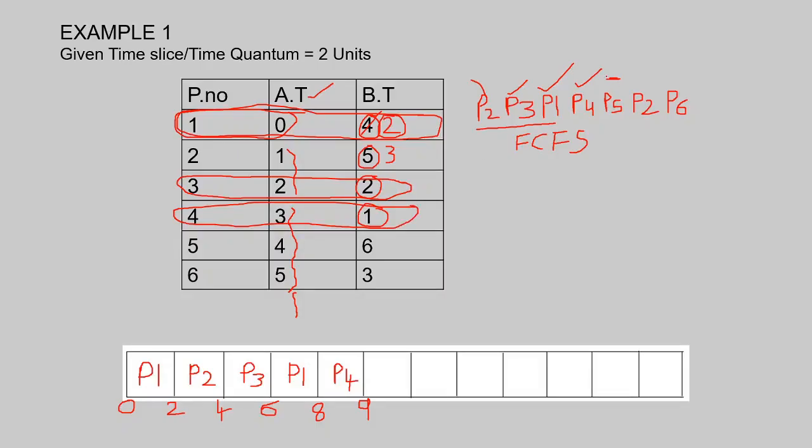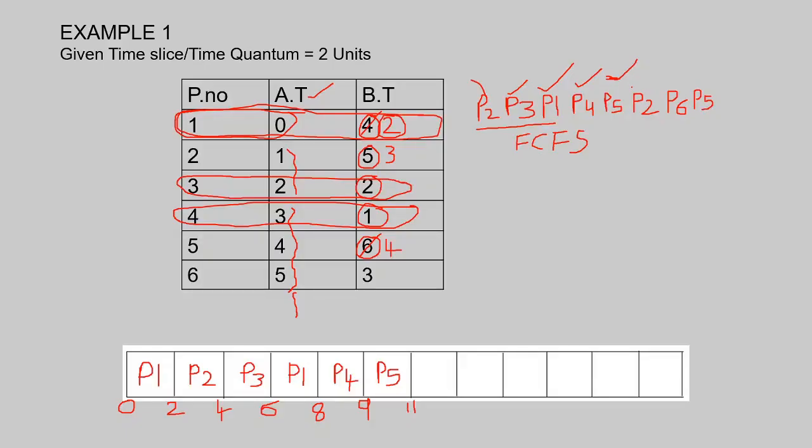Now select another process from the queue, that is P5. Allocate the CPU to P5. P5 is going to take 6 units, and every process is given 2 units. So out of 6, it has completed 2 units, means still 4 units are remaining here. So 9 plus 2, how much? 11. Now P5 has not finished its execution, so send it back to the queue.